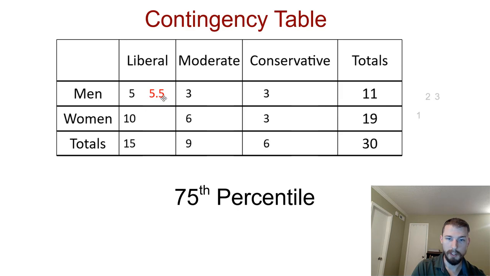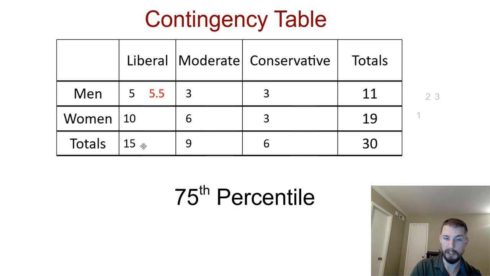So where did I get this 5.5 number from? Be really impressed if you get it. I'll say it again. Half my students were liberal, and 11 of my students were men. So if those two were independent, how many liberal men would I expect? Well, if half of all my students are liberal and 11 of my students are men, half of 11 is 5.5. Did you see that? So that's how we would find that out.